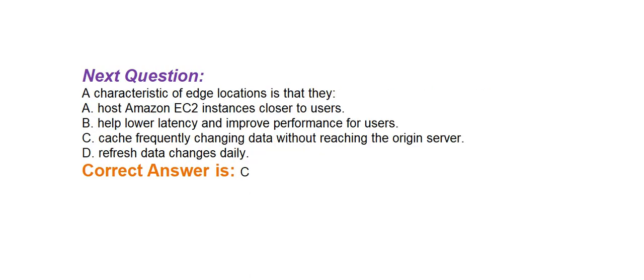Next question. A characteristic of edge locations is that they option A. Host Amazon EC2 instances closer to users. Option B. Help lower latency and improve performance for users. Option C. Cache frequently changing data without reaching the origin server. Option D. Refresh data changes daily. Correct answer is option C. Cache frequently changing data without reaching the origin server.